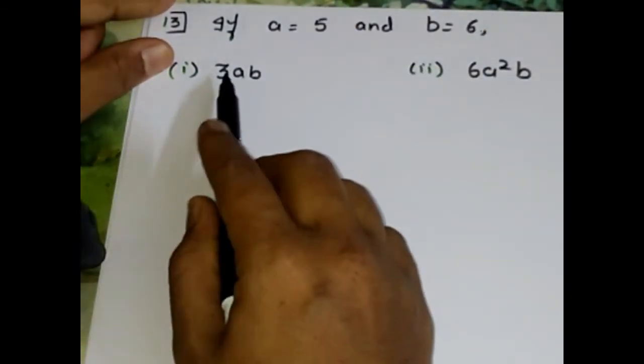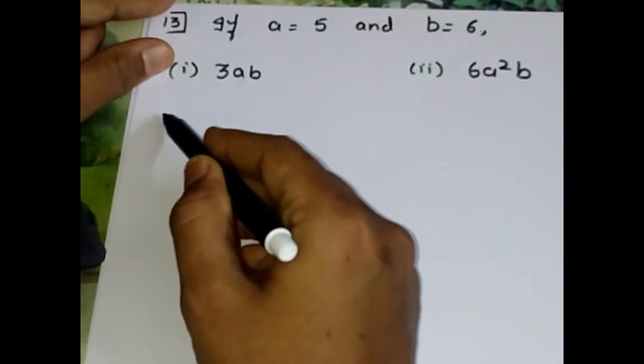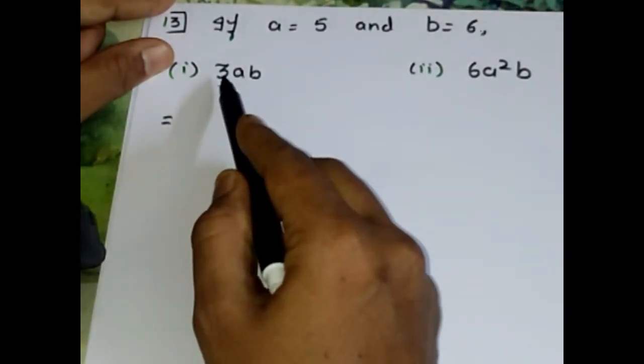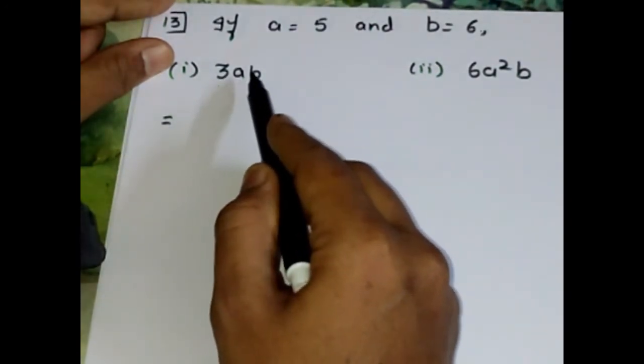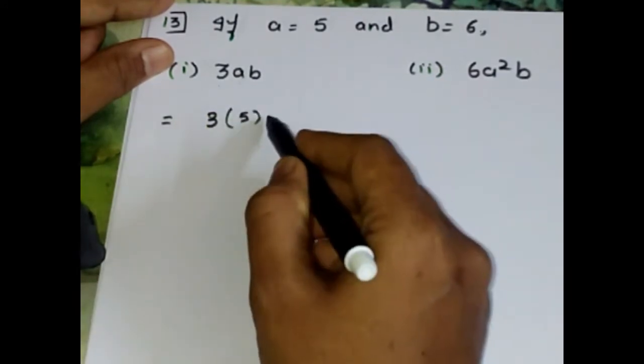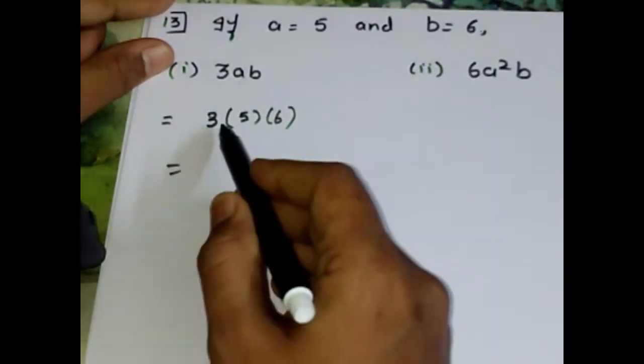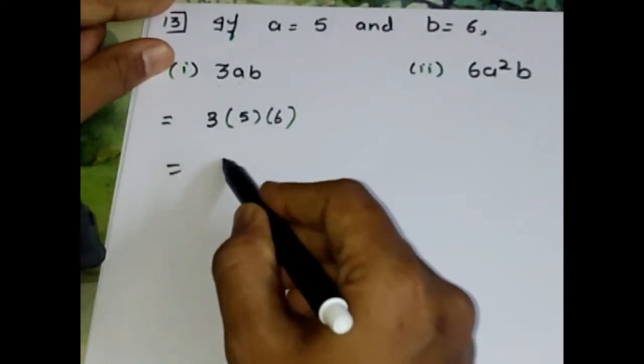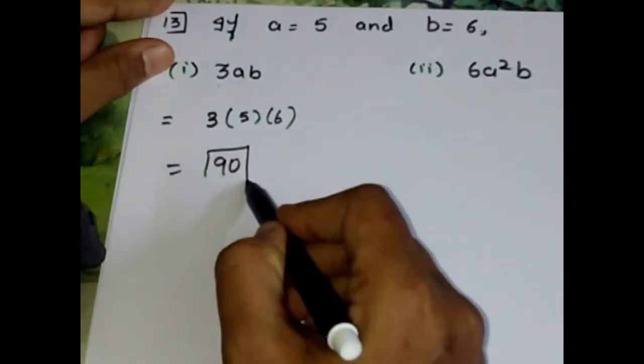The first question is 3AB. How to read 3AB? It means 3 into A into B. Let me write it. 3 into 5 into 6. 3 5s are 15, 15 6s are 90.